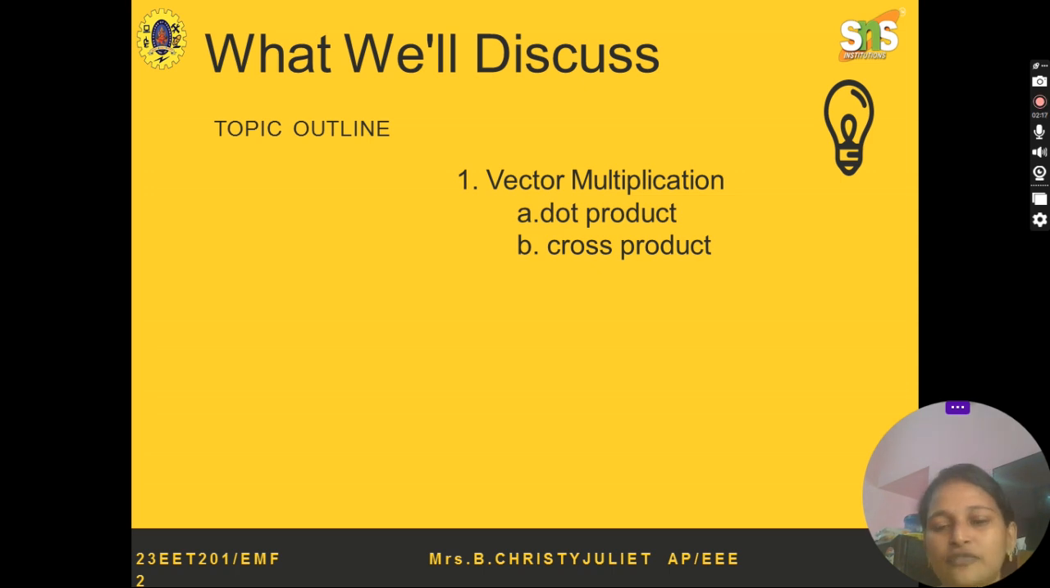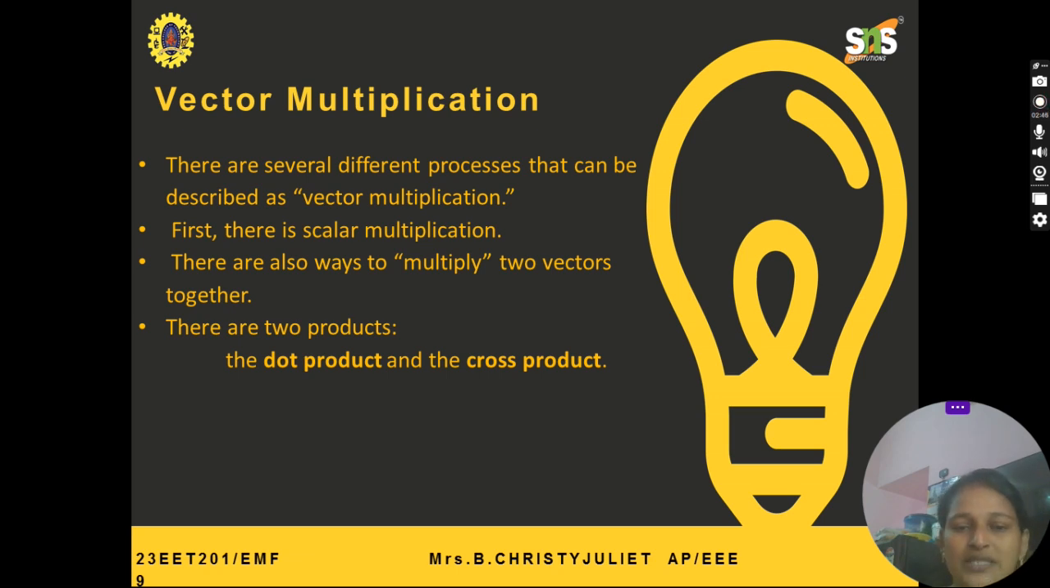But there is a different category, which is vector multiplication, in which we multiply two vector values. When we multiply two vector values, the resultant will be either a scalar value or a vector value. It depends on the type of multiplication we use. Based on that, we have two different multiplications: one is the dot product, the other one is the cross product. First let's see what is meant by vector multiplication in general.